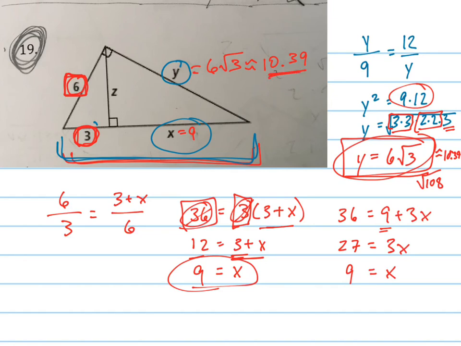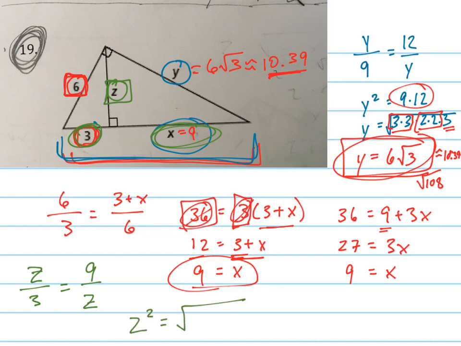Okay, so that's that. Now I still have to find Z. What would Z be? We know that the altitude is the geometric mean of the length of the two segments of the base. And what that means, literally, is Z over 3 equals 9 over Z. Or sometimes you'll just see them write it straight like this: Z equals the square root of 9 times 3.